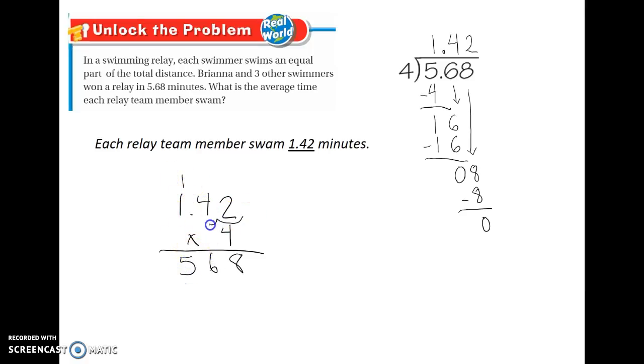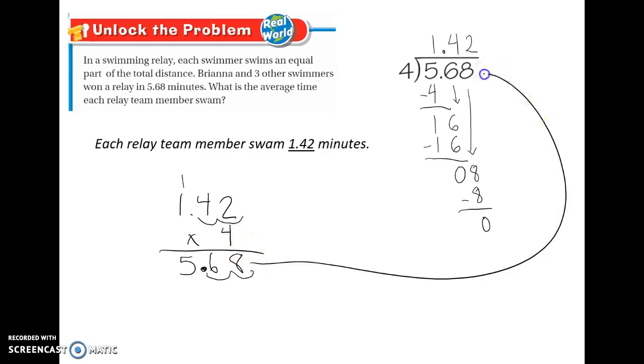I can check where the decimal goes by using the trick we learned when we multiplied. 5.68, that's the same as up here. Give myself a check, and we're done.